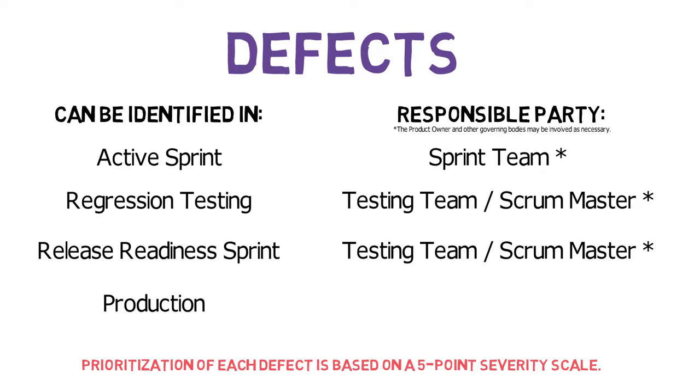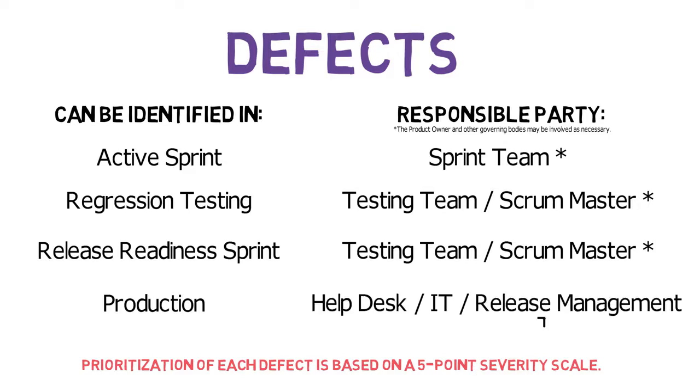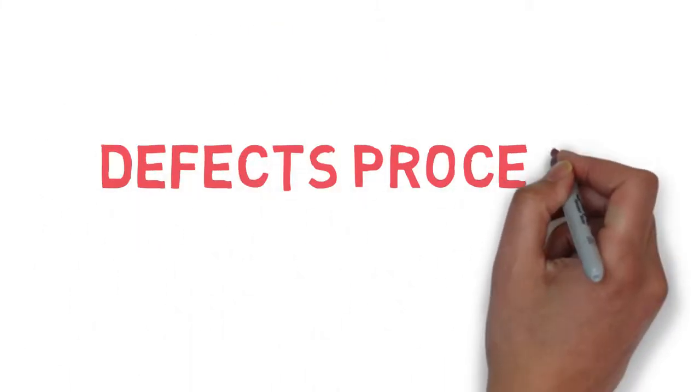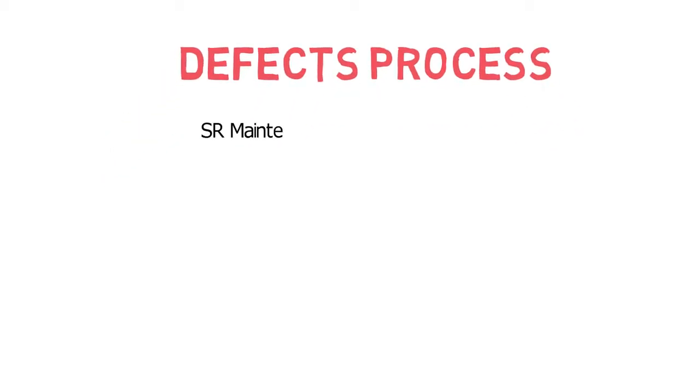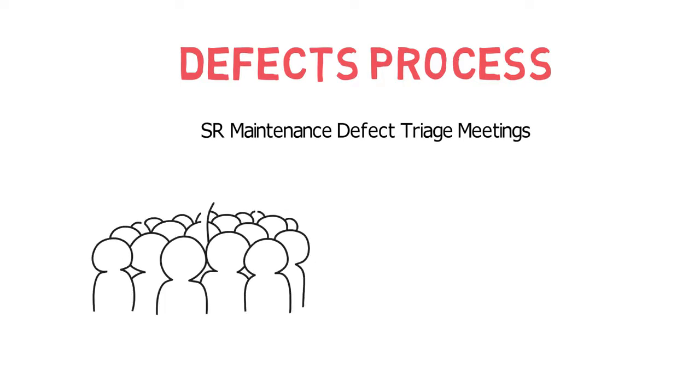Lastly, there are those defects discovered in production post-release. When this occurs, it is managed by the help desk, IT, and the release management team following the established issue escalation and prioritization process, which ultimately results in creating a maintenance SR where it is then allocated for implementation in a future release. The defects process remains the same from waterfall with the same reporting mechanisms and resolution flow. As such, regular SR maintenance defect triage meetings will occur to communicate defect status and targets for resolution.